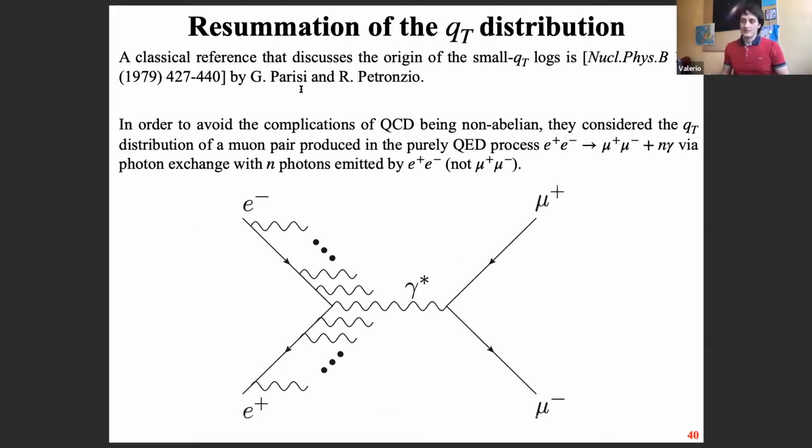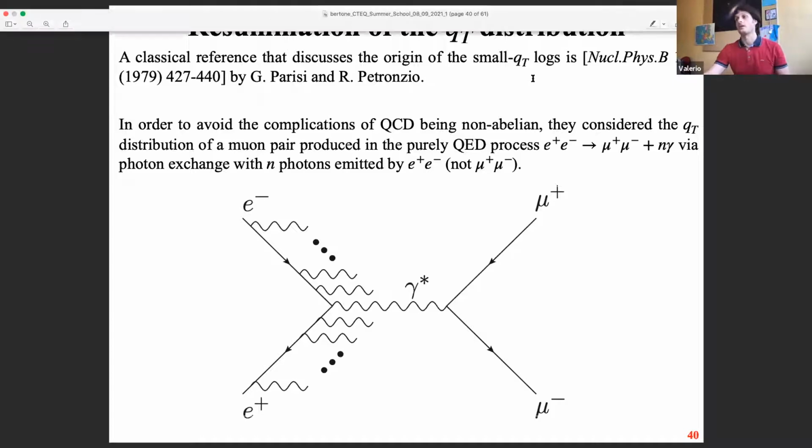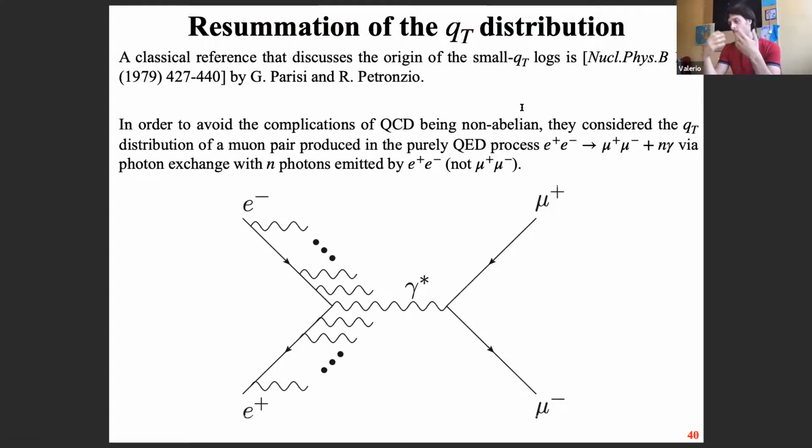Well, a classical reference to answer these questions is discussed in a paper that now is more than 40 years old. It was written by Parisi and Petronzio, a very nice paper that I would suggest everybody to read. To explain the argument, what they tried to do was to consider a QED process to get rid of all the complications given by QCD as a non-abelian theory. And so they consider e plus e minus into mu plus mu minus plus any number of additional photons. The process happens through a photon exchange, this guy here, and the n photons are only emitted by the initial electrons. This is really engineered to resemble the hadronic case in QCD.